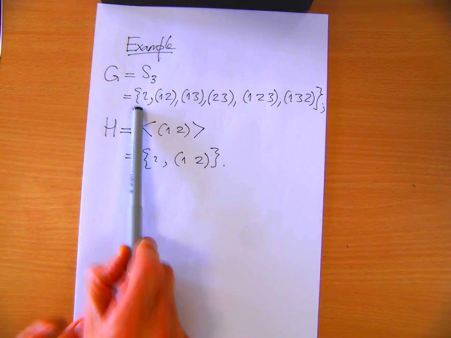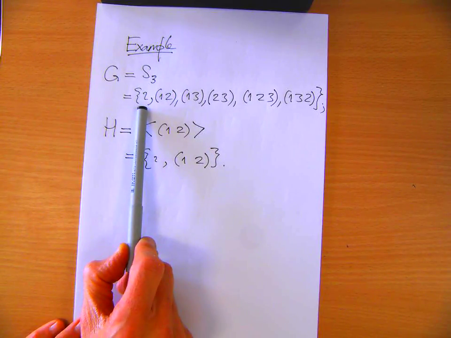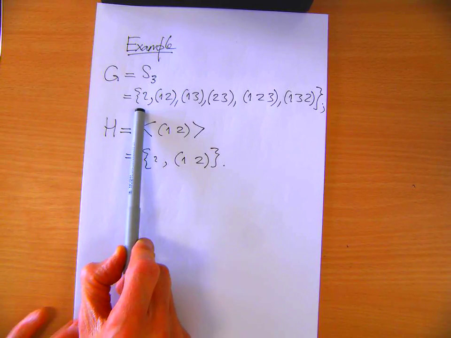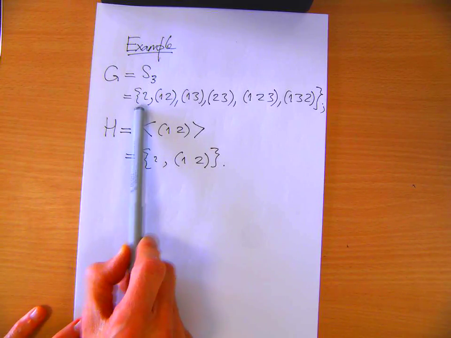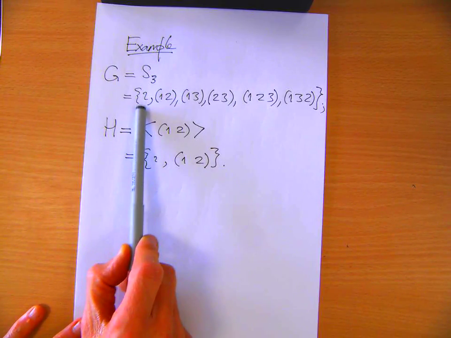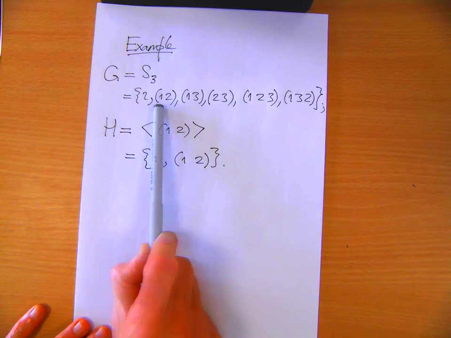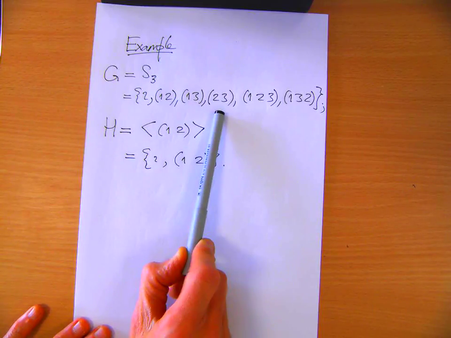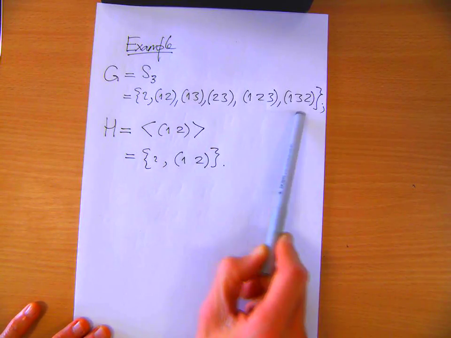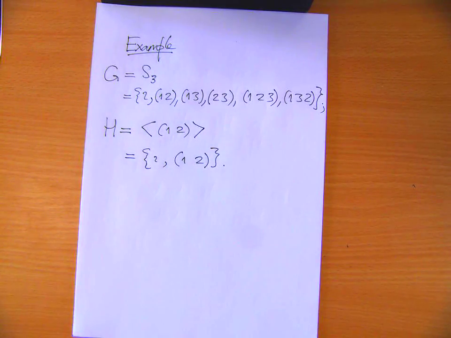There's the identity, which we sometimes denote as E, but since we often use Greek letters for the symmetric group, I'm just for the moment using iota. And then there are 3 transpositions, 3 2-cycles, and there are 2 3-cycles. So that's my group G.